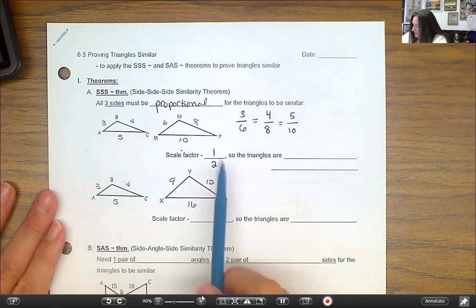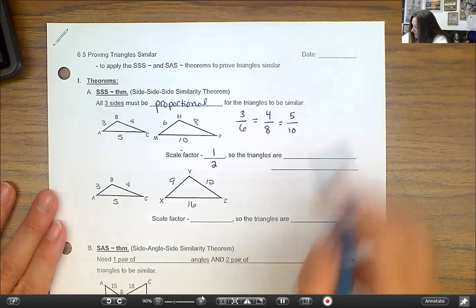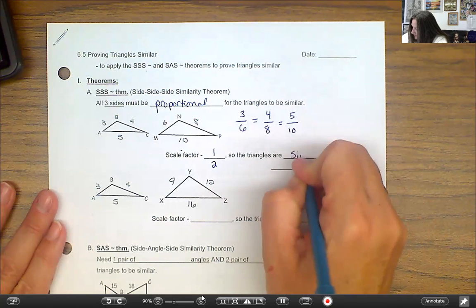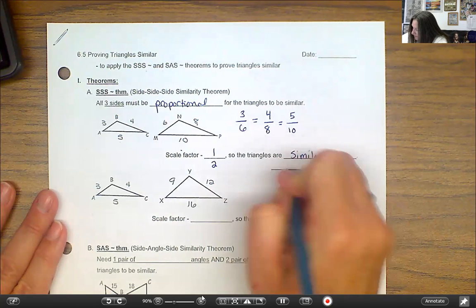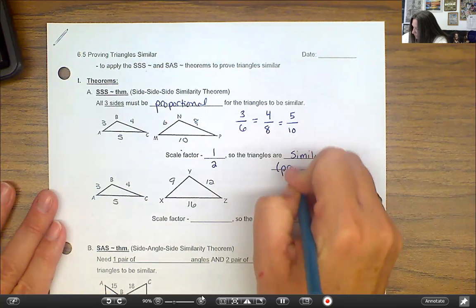Okay, if you have the same scale factor with all three, then we can say that the triangles are similar. And remember, when we're saying they're similar, we're saying that they are proportional.